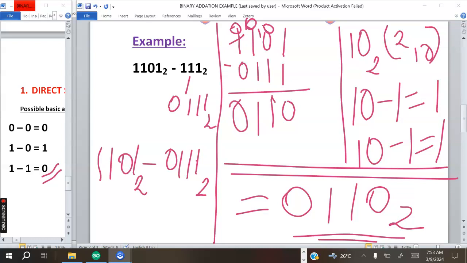So the most important part on the direct subtraction is that as long as you're able to get the basic subtraction principles, that is 0 minus 0 is equal to 0, 1 minus 0 is equal to 1, and 1 minus 1 is equal to 0, you'll be able now to get all the working correct.